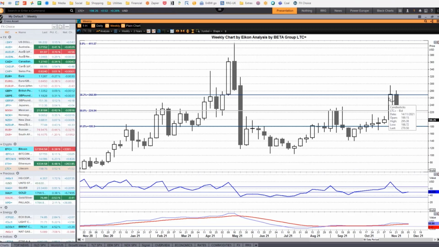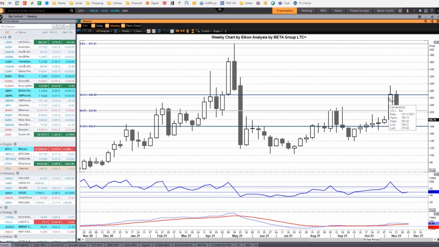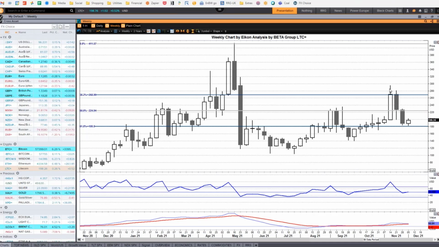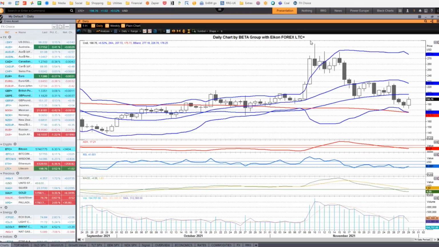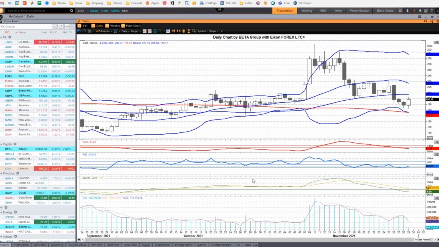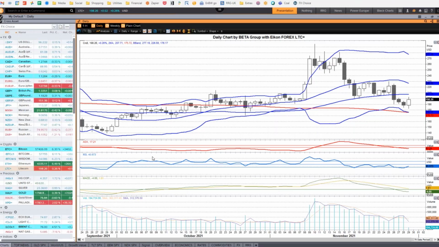Very important resistance at 295 area here, and I think we're a long way off from heading back into that area. So it looks like stabilizing, should steady up, but the strength, I think, will be seen better in Bitcoin and Ethereum rather than Litecoin.